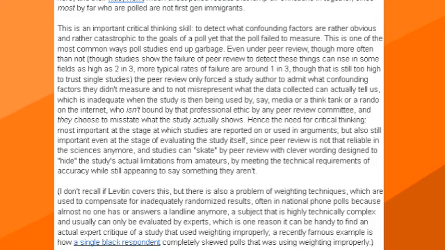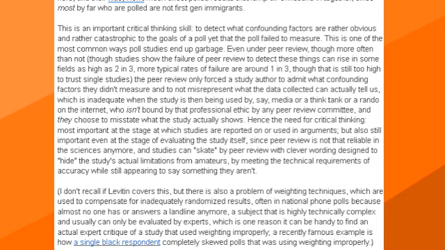Since peer review is not that reliable in the sciences anymore, and studies can skate by peer review with clever wording designed to hide the study's actual limitations from amateurs by meeting the technical requirements of accuracy while still appearing to say something they aren't.